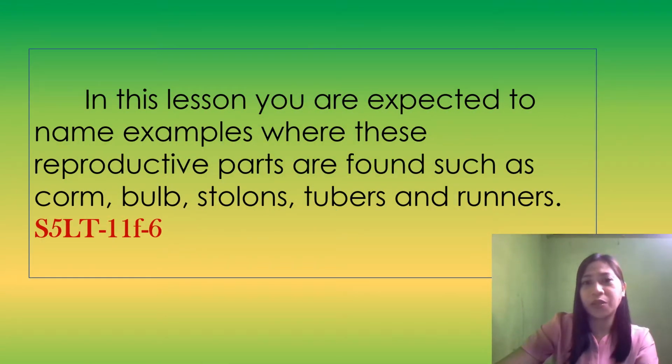So in this lesson, you are expected to name examples where these reproductive parts are found, such as corm, bulb, stolons, tubers, and runners.